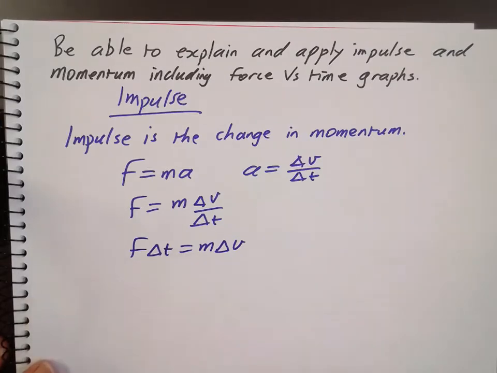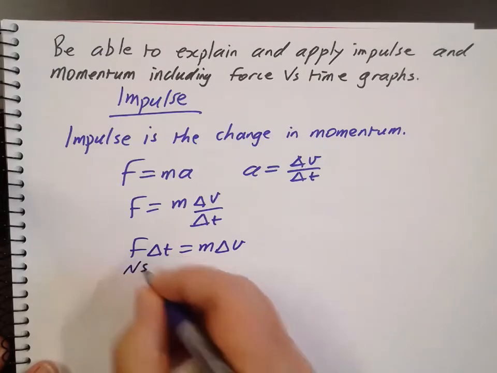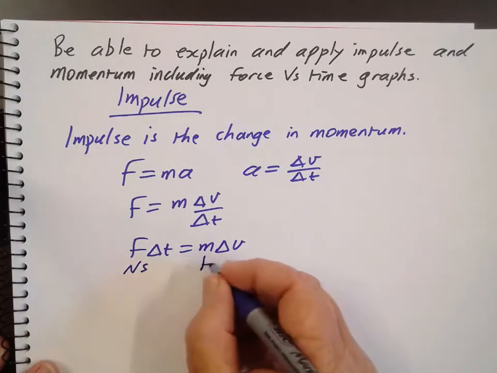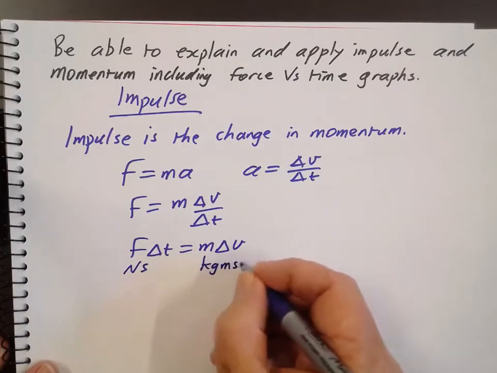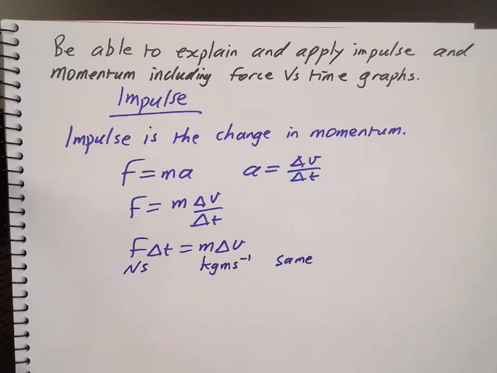And you can see on the left hand side is the F delta t, and that would be newton seconds. The right hand side would be kilogram metre seconds to the minus 1. They are the same. You get marks for using either one, but it would normally be nicer to use the unit that matches the version you actually used to derive the answer.